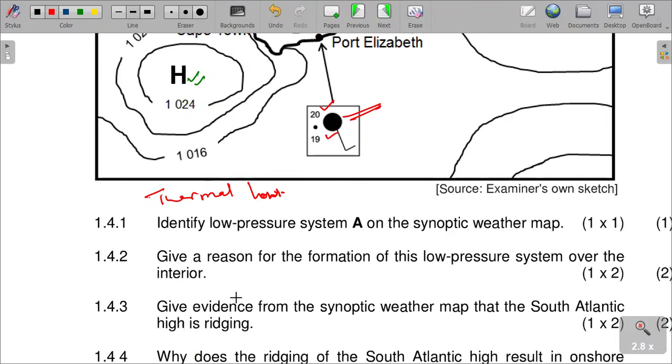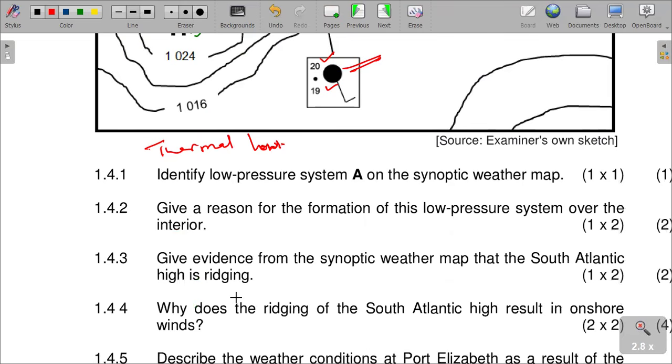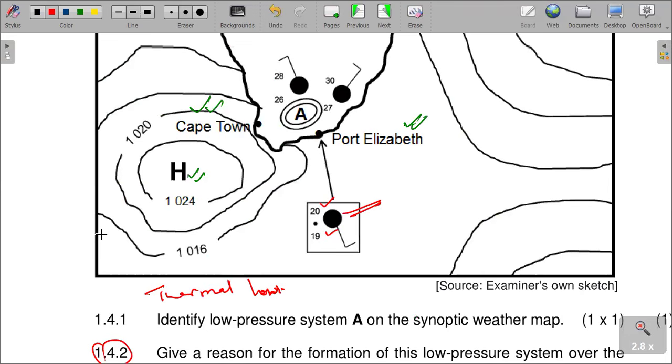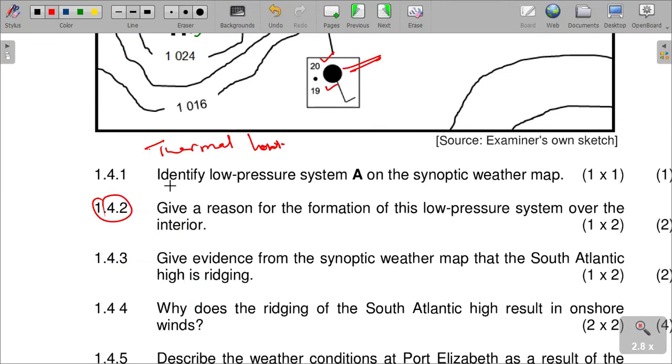And then our next question: give a reason for the formation of this low pressure system over the interior. Why is it formed over the interior? What is causing this low pressure system to be formed there? Because of high temperatures that are causing rising warm air that creates a low pressure system. We have high temperatures of 38 degrees Celsius.